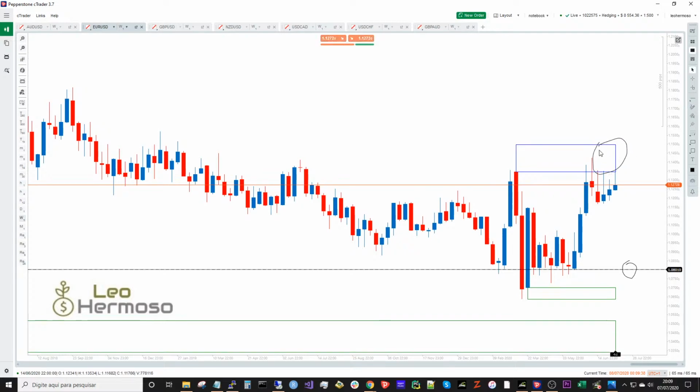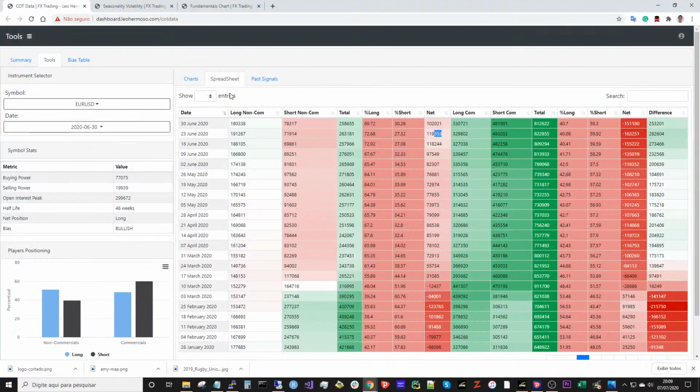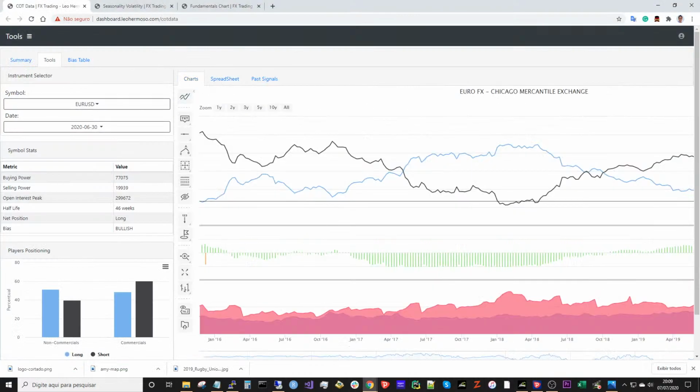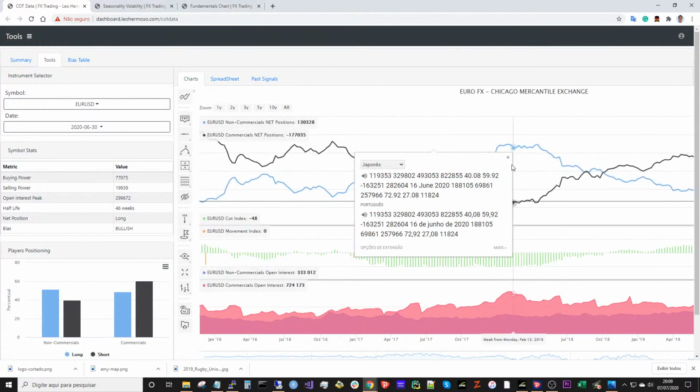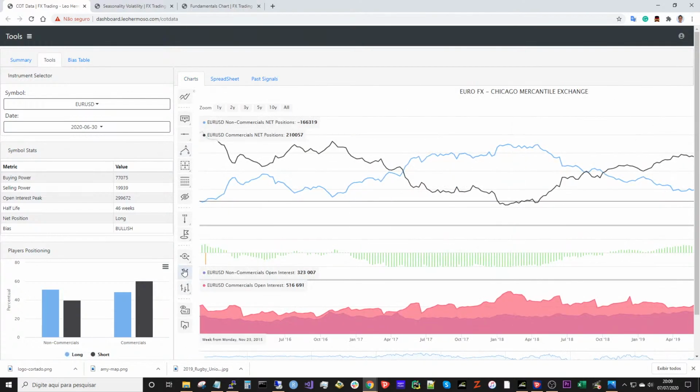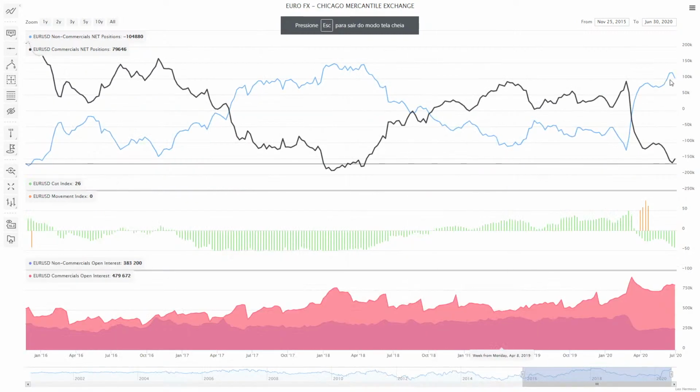And right now, looking at what big specs are doing with their positions right here, closing these positions with this speed. Let me maximize this again. Okay, at exactly this level.